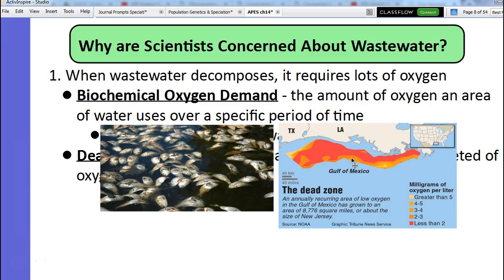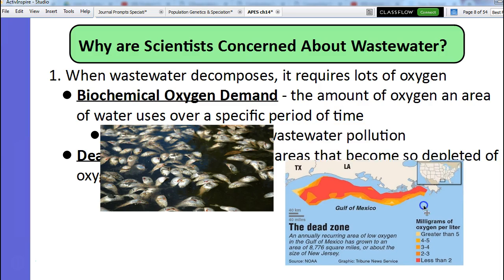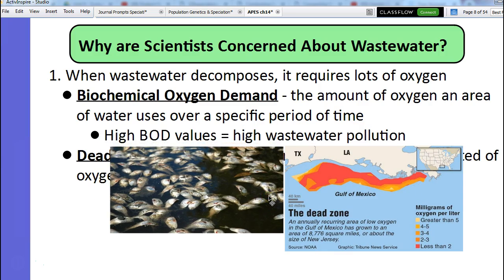And that's a problem because wastewater is going to decompose. It's also going to create a lot of algae and microorganism growth. And then when those guys decompose, they're going to require lots of oxygen. So biochemical oxygen demand, the amount of oxygen that an area of water uses over a specific period of time. And you can do tests to figure out how much oxygen is in the water. So if you have a high biological oxygen demand, you're going to have a lot of wastewater pollution in there. That indicates that there's a lot of pollution because there's not a lot of oxygen left over because all of it's being used up for decomposition.